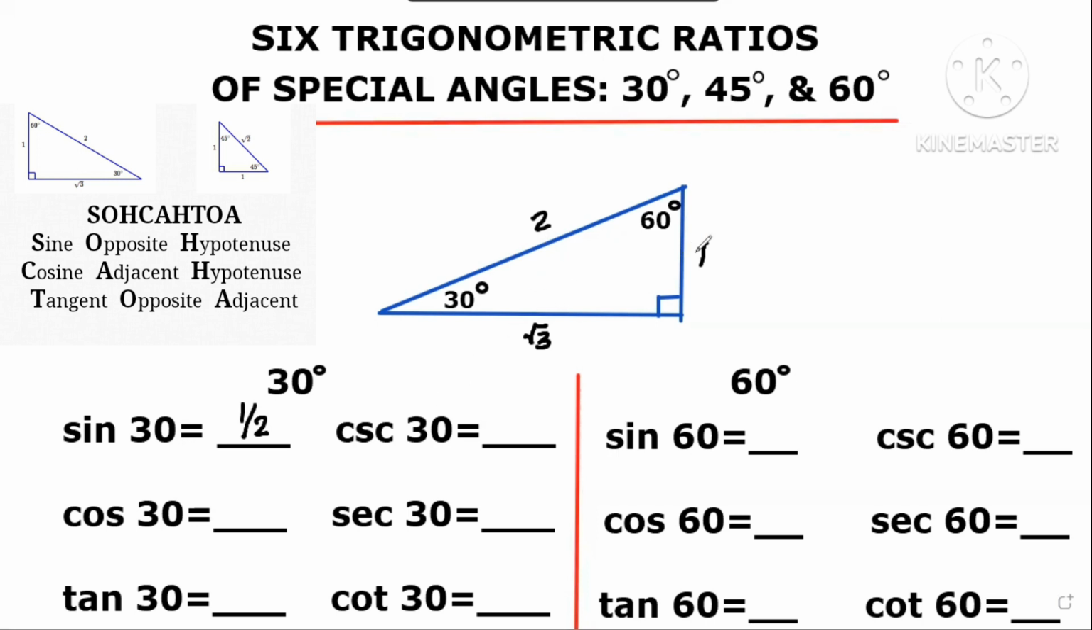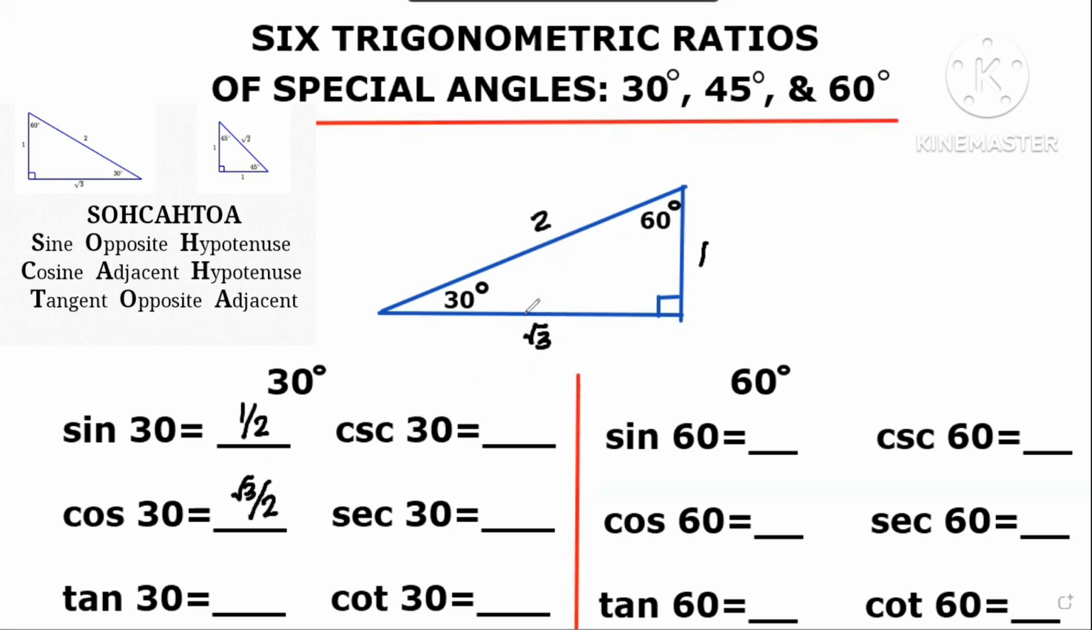Now, let's go to cosine. Cosine is adjacent over hypotenuse, right? So, CAHTOA. So, that is equal to the adjacent side of 30 is square root of 3 and the hypotenuse is still 2. So, cosine of 30 is square root of 3 over 2, adjacent over hypotenuse.